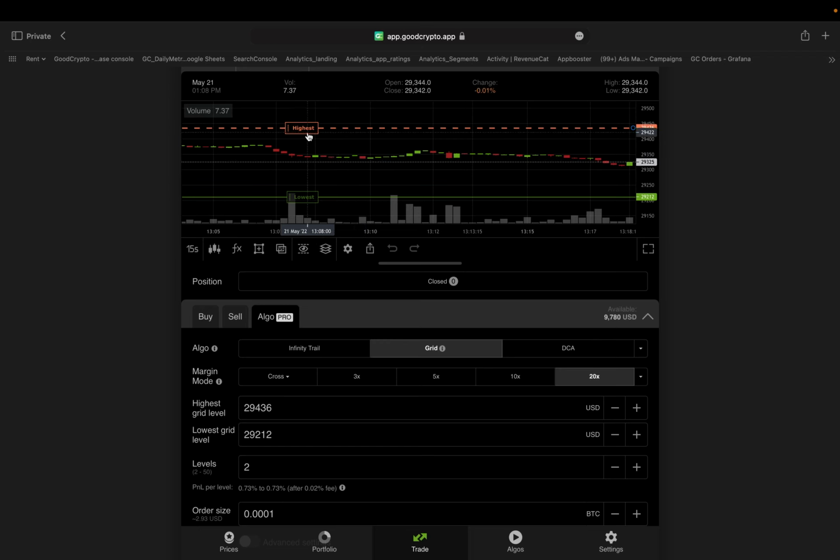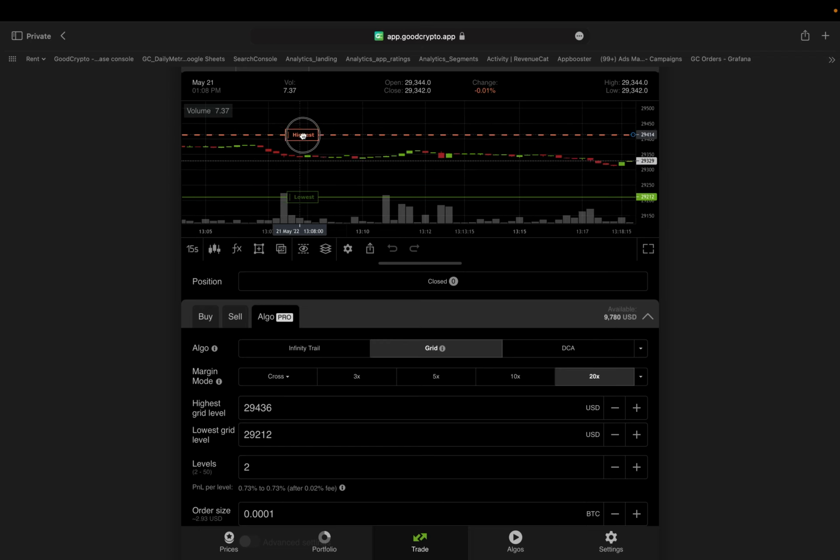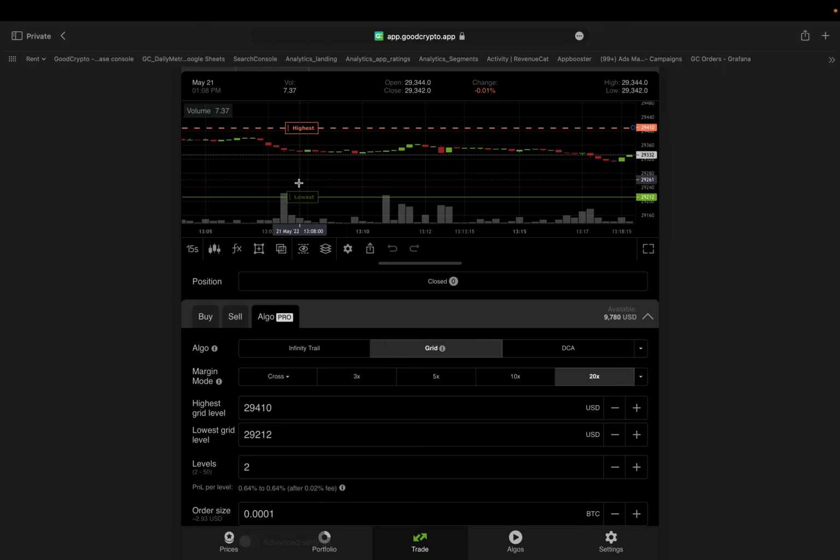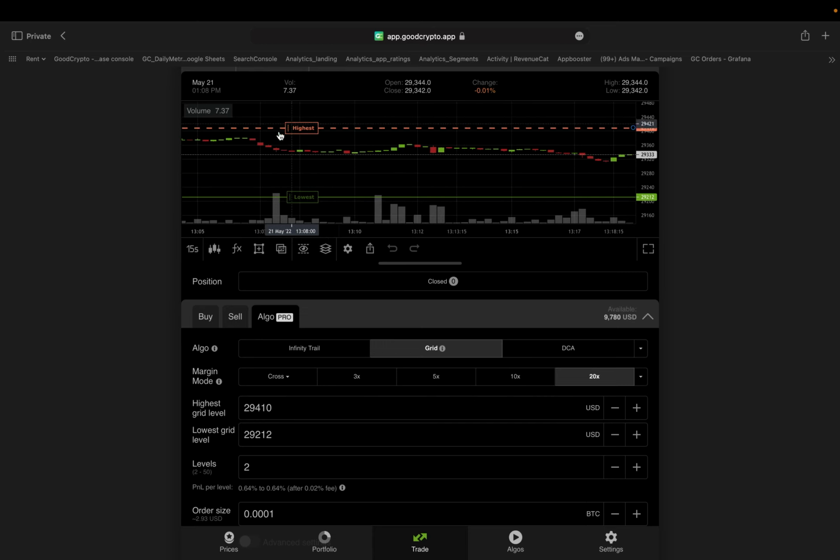But okay, so we looked at the basic example of grid trading. Let me reiterate what it does. If I set up the grid with two levels, I've basically chosen those levels where there will be a limit order placed, and the order size will be constant.